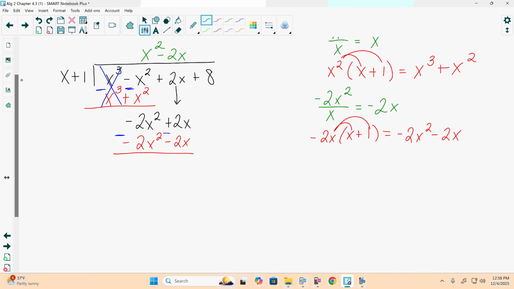Negative 2x squared minus negative 2x squared. Negative 2 minus negative 2 is 0. Because the negative and negative make a plus, so we're really doing negative 2 plus 2, which is indeed 0. 2x minus negative 2x. Well, again, the negative and negative make a plus. And 2x plus 2x is 4x. Questions on this here before we start the last step?